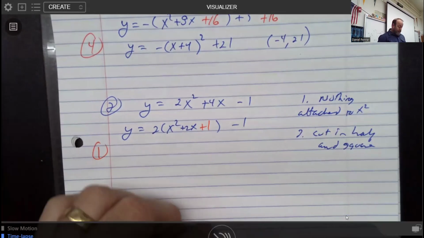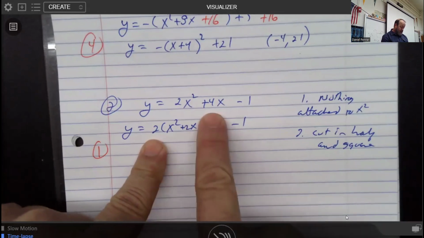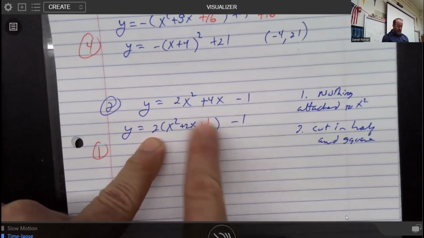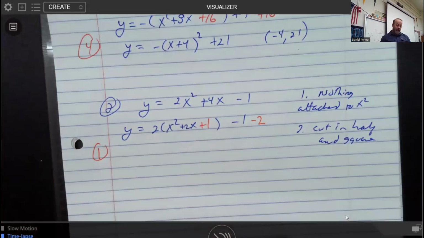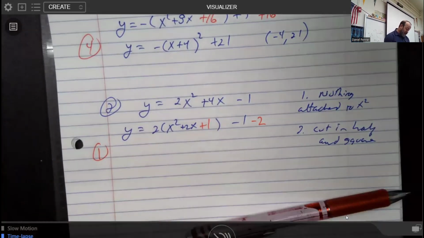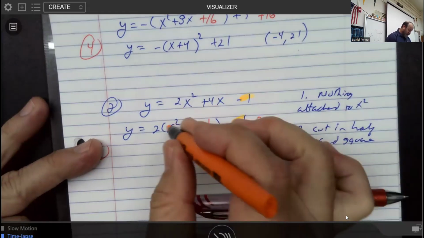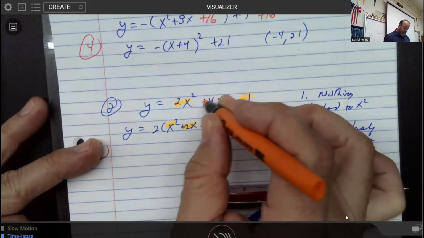Now, the distributive property still says that I have 2x squared. I still have 4x. But now I have this 2 sitting right here, which was not in my original problem. So what I'm going to do is balance it by taking 2 away. So notice that the 1 is exactly what I had right here. No change. This is really a 2x squared.